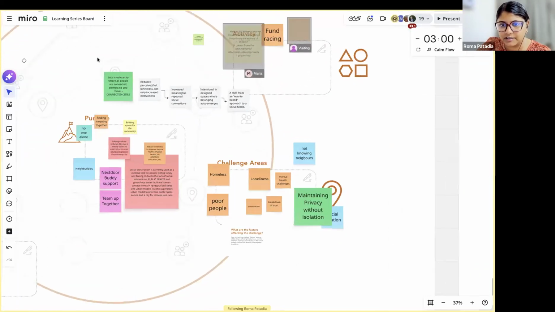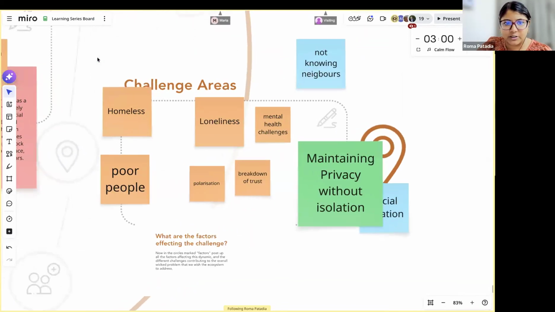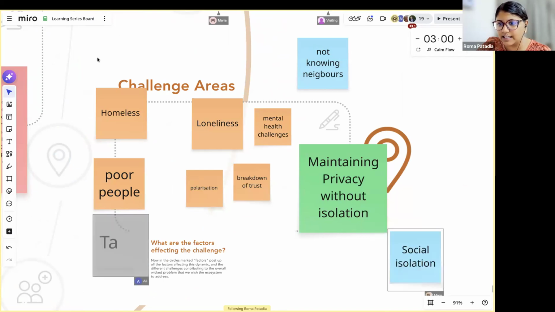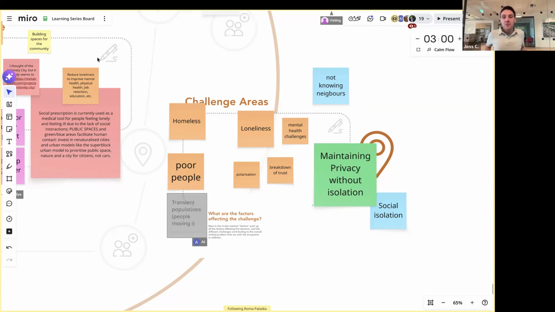Actually, some of us are filling up the challenge spaces with homelessness, poverty, loneliness, polarization, breakdown of trust, mental health challenges, maintaining privacy without isolation, social isolation. So I think the way we're understanding challenge here is the real issues. But in this context, please correct me, Joss, if I'm wrong, in this space, we say challenge areas are different opportunities that we're trying to develop.